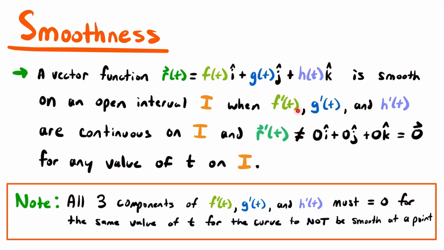All three of these derivatives of the components of the vector function must be equal to 0 at the same value of t in order for that value of t to be a point where the vector function or the curve is not smooth. Okay, and so as you can imagine, the way that we would determine where we have smooth intervals is to find any values of t or any points where the curve would not be smooth, meaning where the derivative of the vector function is equal to 0, or where that derivative might be undefined. And we just exclude those values of t from our smooth interval or smooth intervals, depending on how many points we find where the curve is not smooth.